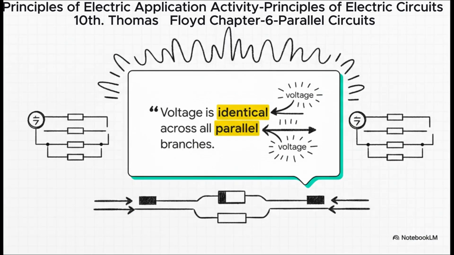Okay, if you only remember one thing from this entire explainer, I want it to be this. This is the golden rule. In a parallel circuit, the voltage is the same across every single branch. I'm going to say that one more time because it is that critical. The voltage is the same everywhere. Burn that into your brain.